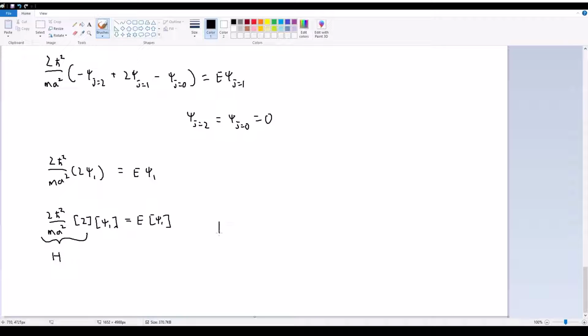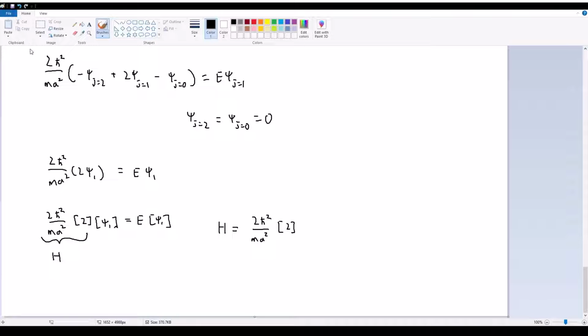So the h matrix is just going to be 2h bar squared over ma squared, which is a constant, multiplied by the 1 by 1 matrix of 2, just like that. Or alternatively, you can pull the 2 out and make this a 4, and just make the matrix 1 by 1 just a 1. It doesn't matter either way, it's the same thing.